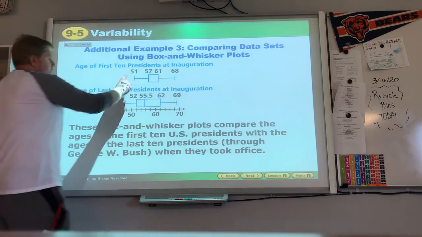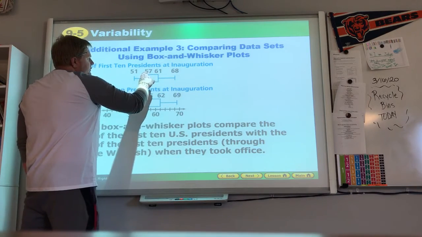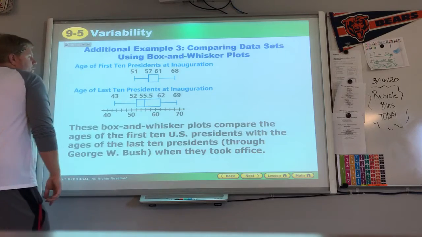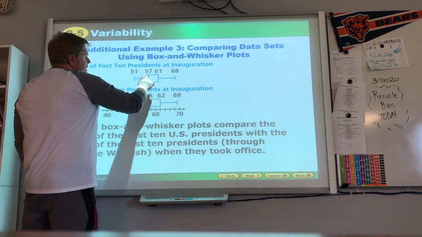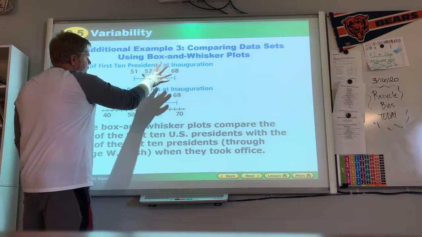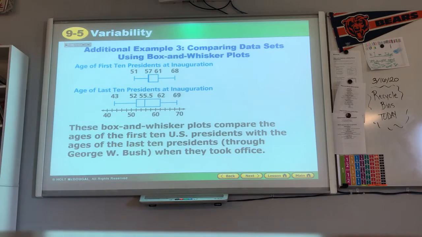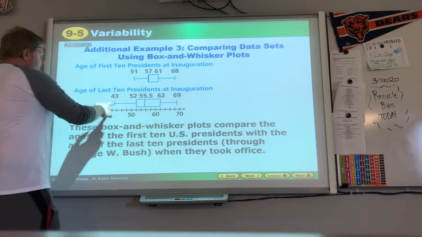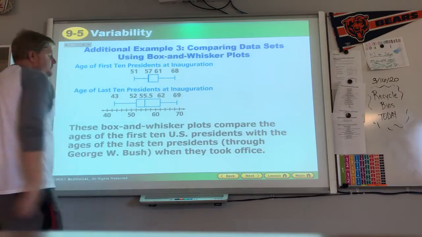Now, age of the first 10 presidents. So we look at this. 51 was the youngest, 68 was the oldest, 57 to 61, those were the interquartile ranges. That means most of the presidents fell in here and only a few fell outside there. Age of the last 10 presidents. 43 was the youngest, 69 was the other one.